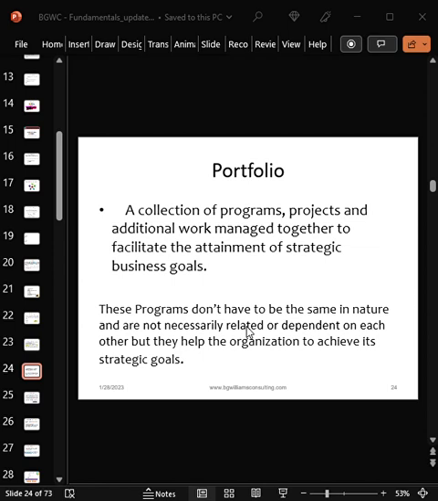Are we together? So please take note of that scenario. All right. So they are not related. So now let's move on. Now we know what a program is and we know what portfolio also is.